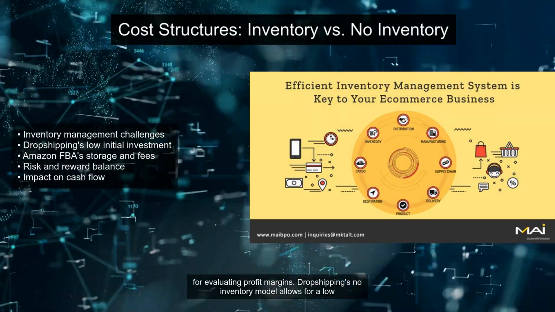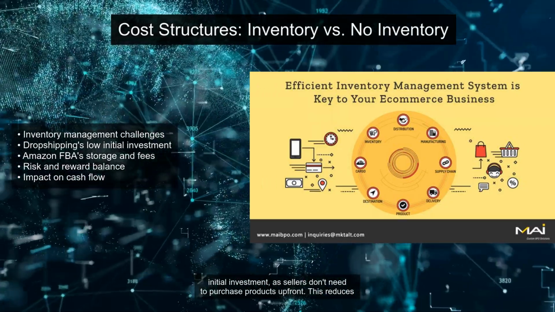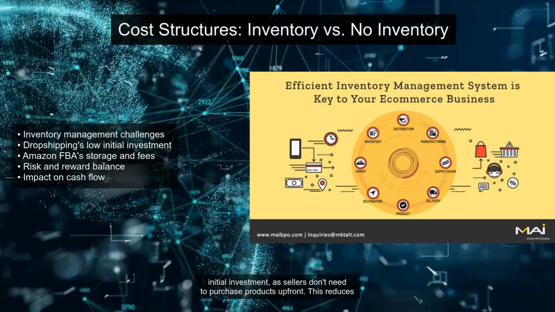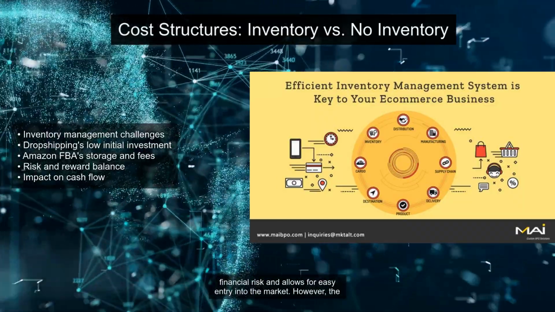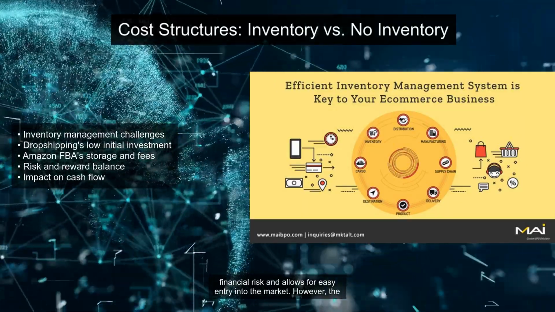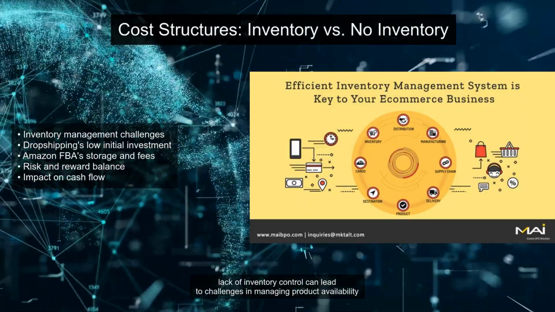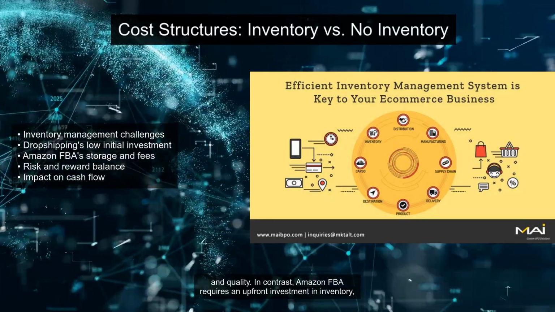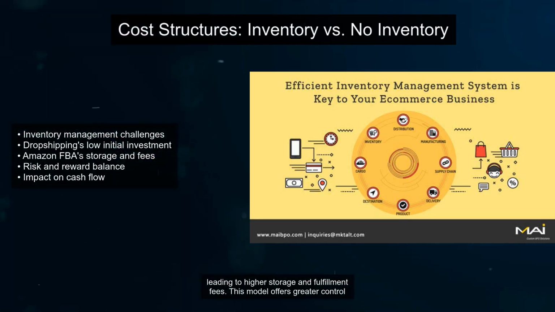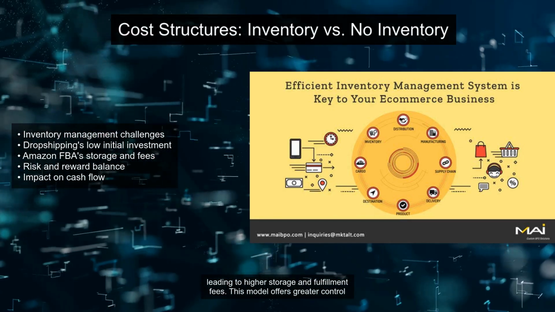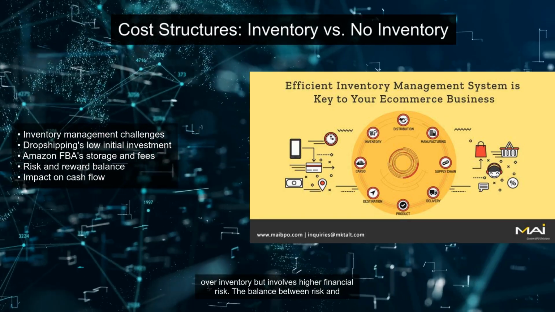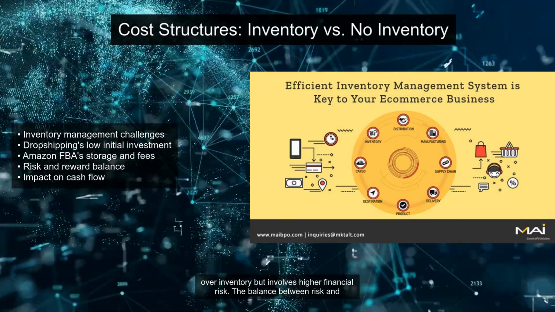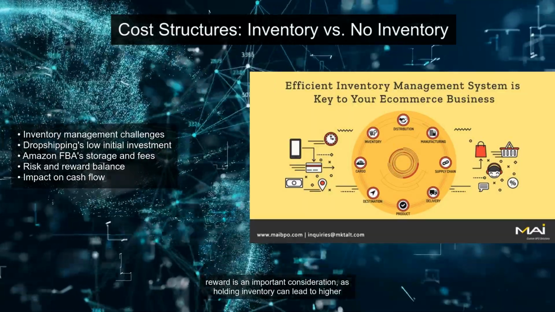Dropshipping's no inventory model allows for a low initial investment, as sellers don't need to purchase products upfront. This reduces financial risk and allows for easy entry into the market. However, the lack of inventory control can lead to challenges in managing product availability and quality. In contrast, Amazon FBA requires an upfront investment in inventory, leading to higher storage and fulfillment fees. This model offers greater control over inventory but involves higher financial risk.